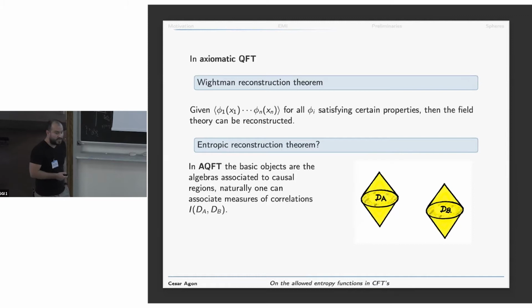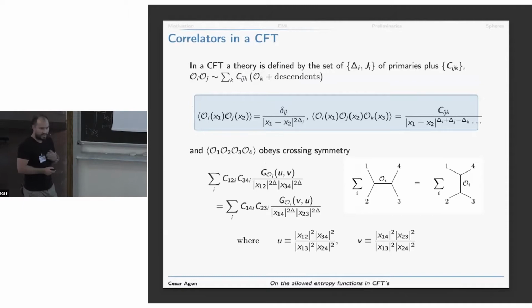Okay, and one such object, of course, is the entanglement entropy, but as people have said here multiple times, entanglement entropy is not well defined. So the most natural thing next to consider is the mutual information associated to pairs of causally complete regions like the ones I'm drawing here. So that's kind of the motivation. And now I will try to show you what I think is an example of this idea of reconstructing the QFT from correlators.